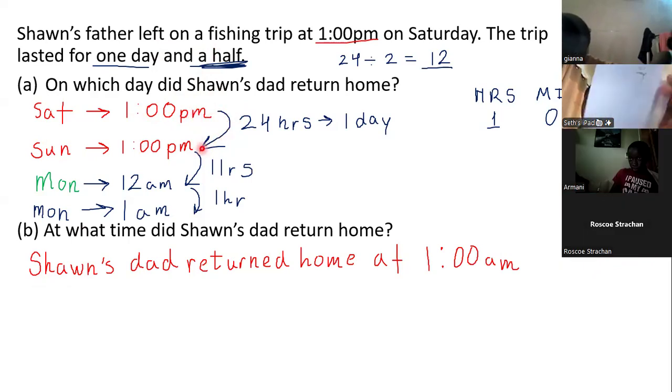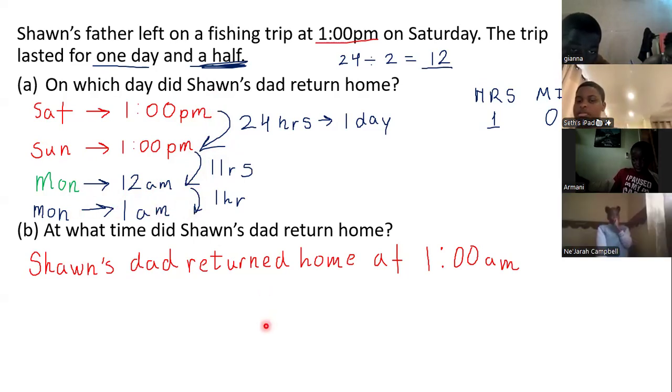All right. And then, but it's at 1 p.m., so that means we need to add 12 more hours. So we're going to say 11 hours. That gives us to Monday, 12 a.m. And then 1 more hour to make it 12. That'll give us Monday at 1 a.m. All right, because we added the next hour. Any questions on this? Let me know if you have any questions on this.